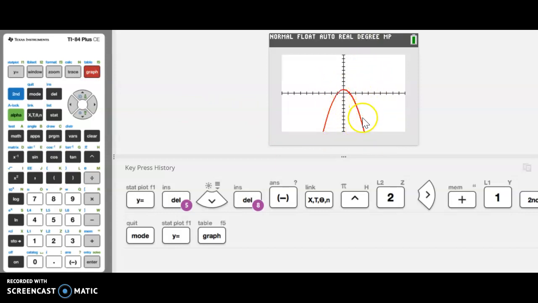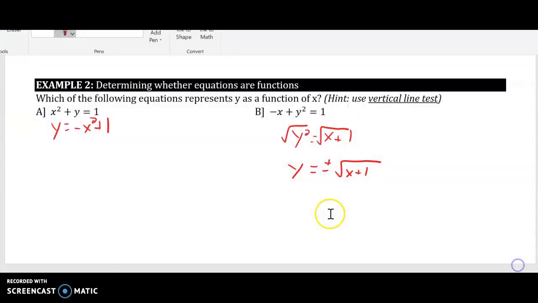Does it pass the vertical line test? Can you draw a vertical line that touches the graph at two different places? If you can, it's not a function. So as long as it can hit the graph no place, that's okay. If it hits the graph one place, it's okay. So for our example here, for part A, this is a function. This is yes. It passes the vertical line test.